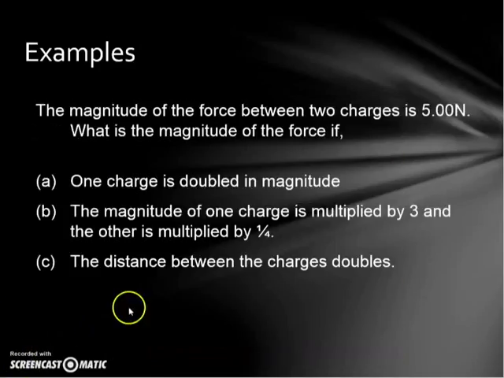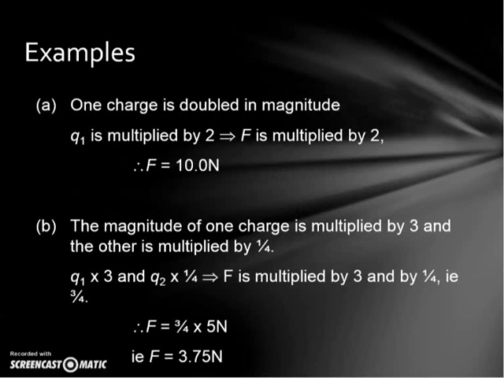Now, here we go. I'll just read it for you. The magnitude of a force between two charges is 5 newtons. What is the magnitude of force if one charge is doubled in magnitude? The magnitude of one charge is multiplied by 3 and the other is multiplied by 1/4, and the distance between these charges doubles. Okay, how do we do that?